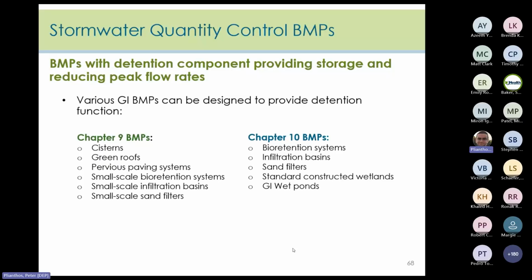So listed here are the various BMPs in chapters 9 and 10 of the BMP manual that can be used to provide quantity control. Please note that all of these BMPs are considered GI, which is a requirement to meet the quantity control standard. Additionally, Chapter 11 BMPs, which are not listed here, cannot be used to provide quantity control without a waiver or a variance because they are non-GI. So that would include BMPs like extended detention basins and non-GI wet ponds.